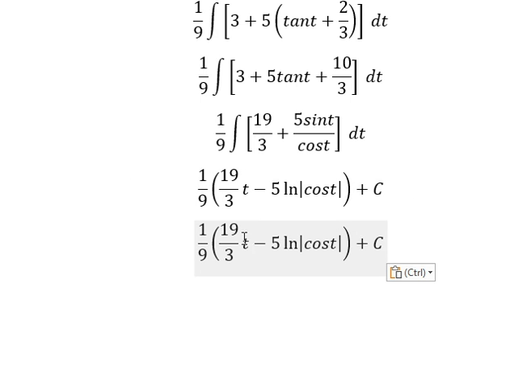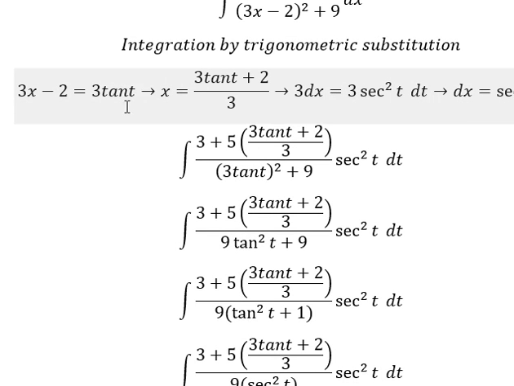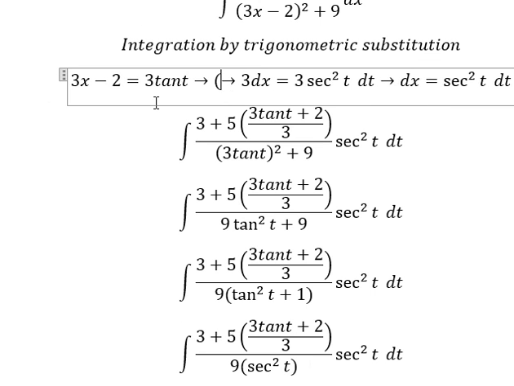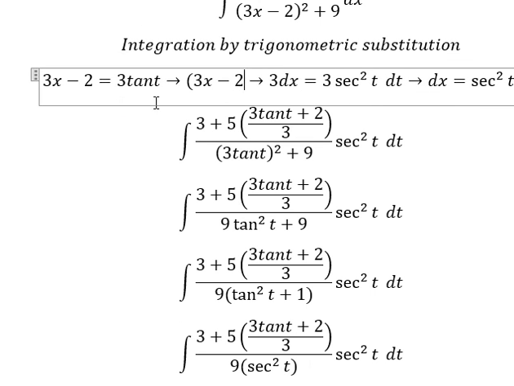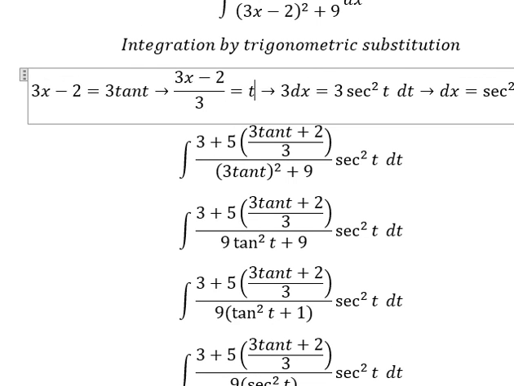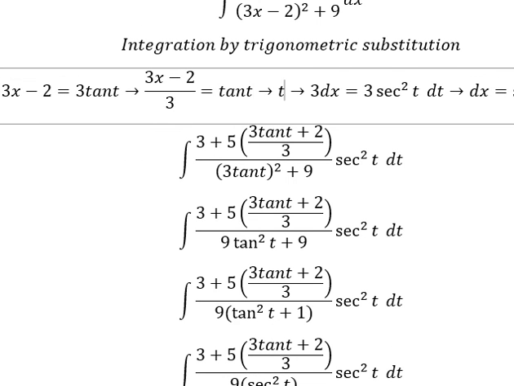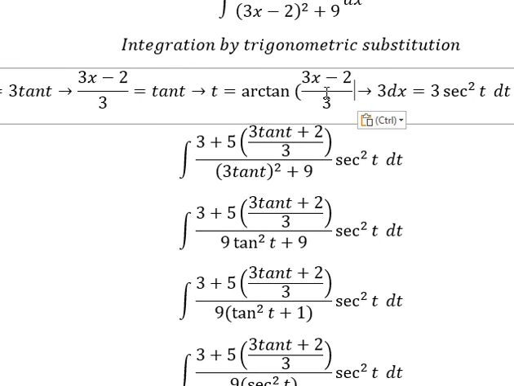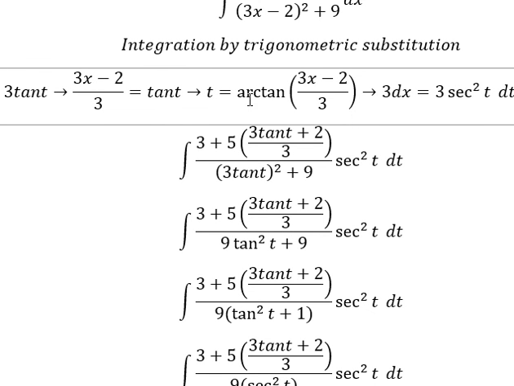Now about t, that is about this one. So we divide both sides by number 3. So we have (3x minus number 2) over number 3. And we have t equals arctan of this one. And now we need to change t into this one.